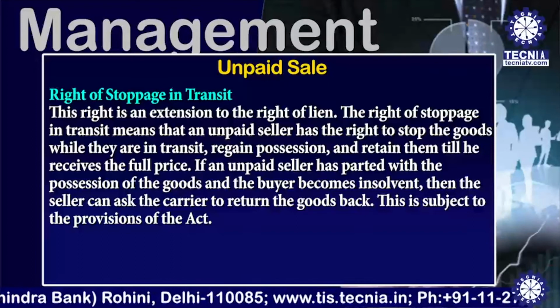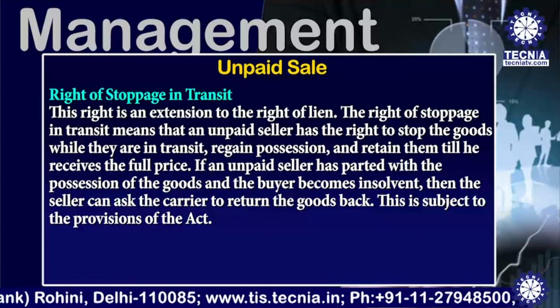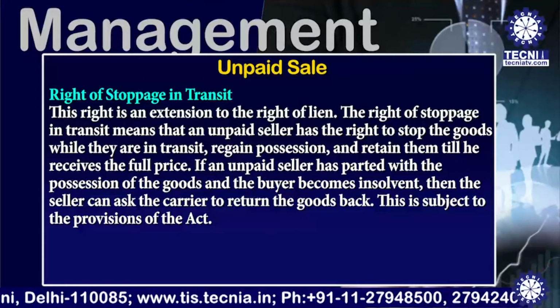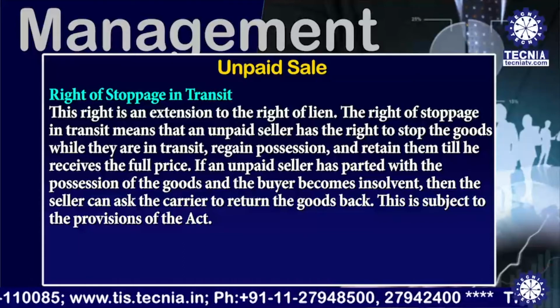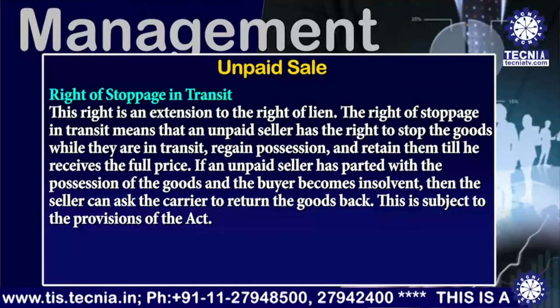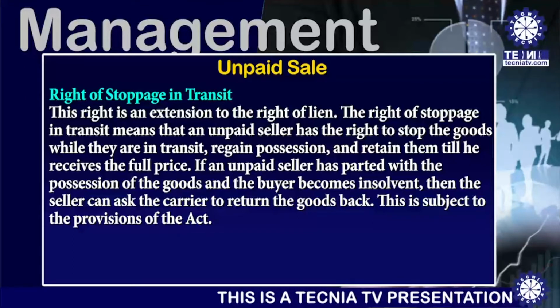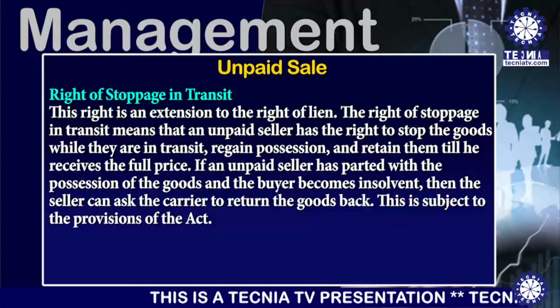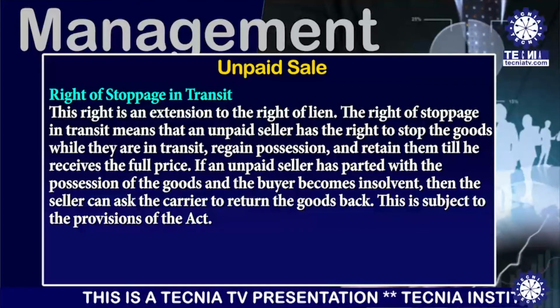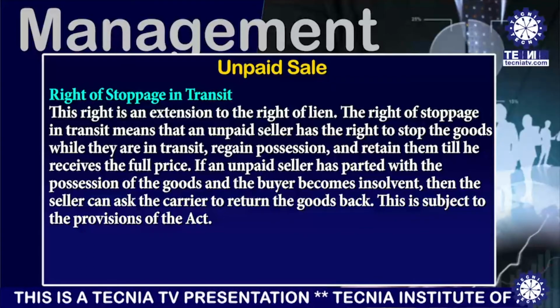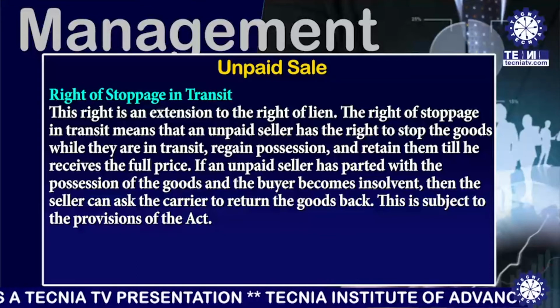Right of stoppage in transit. This right is an extension to the right of lien. The right of stoppage in transit means that an unpaid seller has the right to stop the goods while they are in transit, regain possession, and retain them until he receives the full price. If an unpaid seller has parted with possession of the goods and the buyer becomes insolvent, then the seller can ask the carrier to return the goods. This is subject to the provisions of the Act.